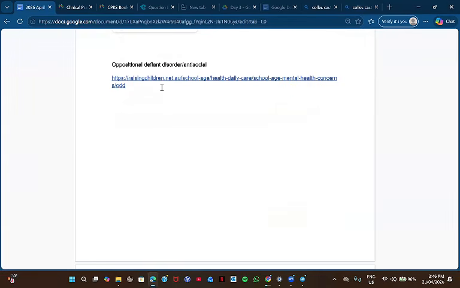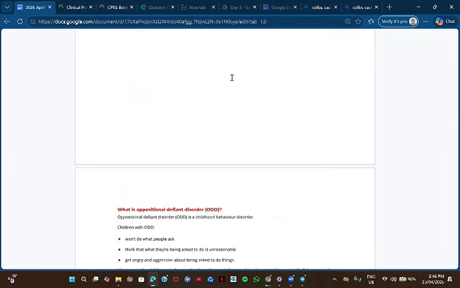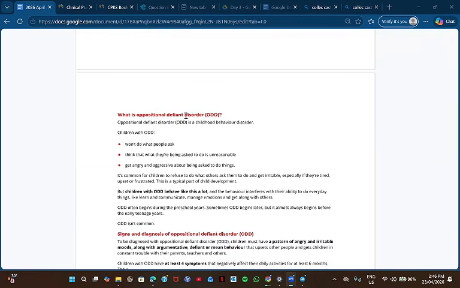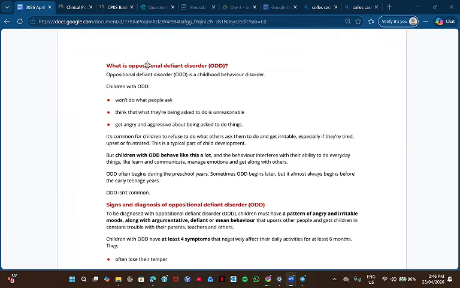So, next is oppositional defiant disorder and antisocial. So, what is ODD? What is the diagnostic criteria for ODD? What are the clinical features of ODD? First, tell me the clinical features of ODD. Doctors, ODD was another hot topic in the March exam. Tell me about ODD.